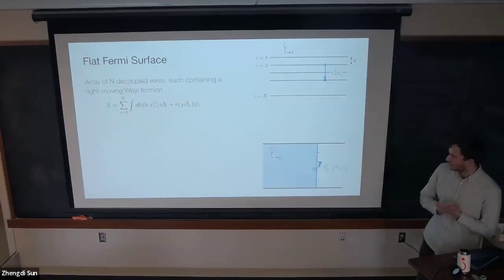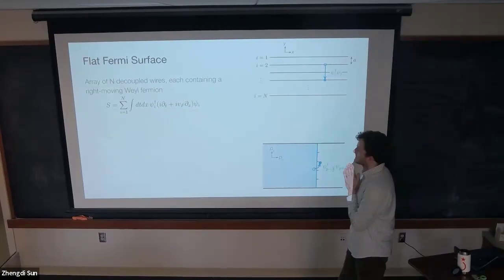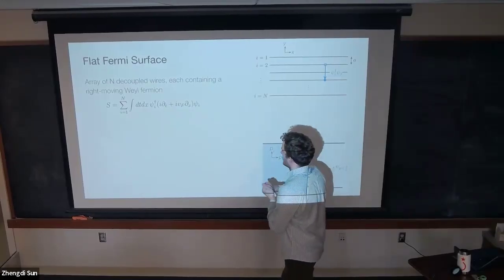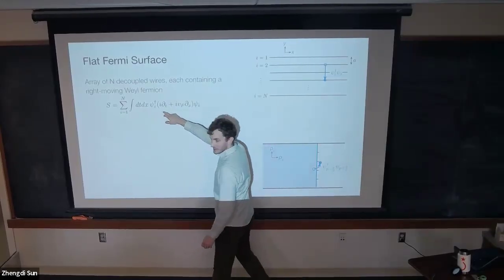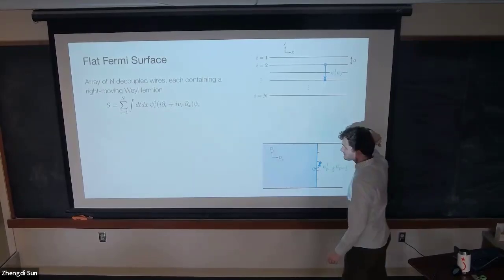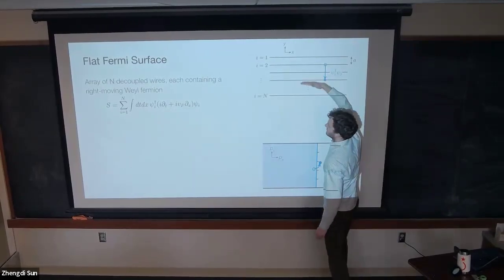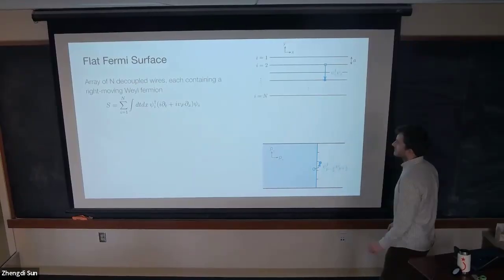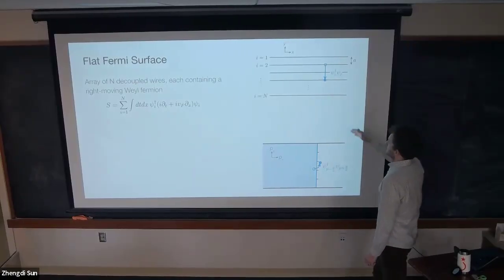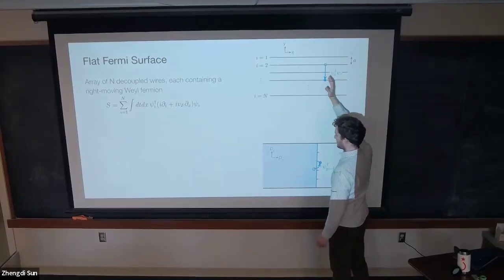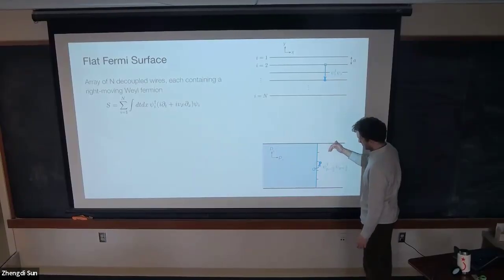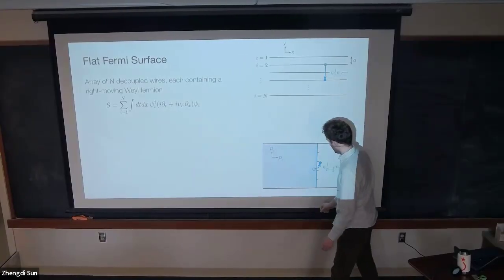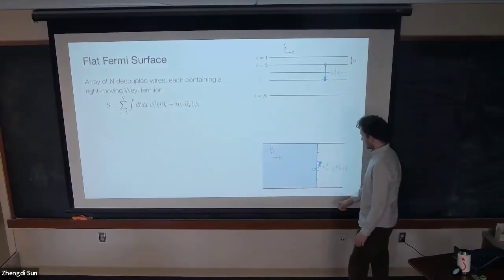So let's start with flat Fermi surfaces. Let's consider the following problem. Let's say you have a collection of chiral Weyl fermions, right-moving Weyl fermions. Let me put them in an array of wires, so they're all just decoupled. If I had to draw the momentum space picture, this would correspond to a Fermi surface. Left is filled. This is my Fermi surface.